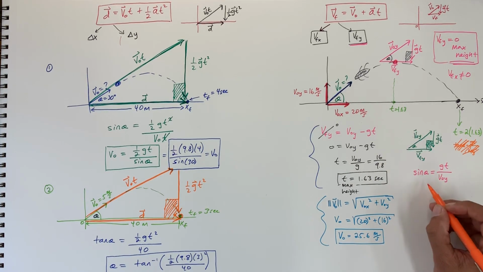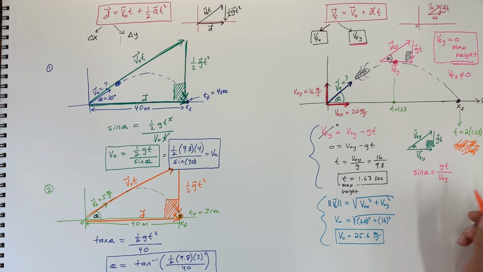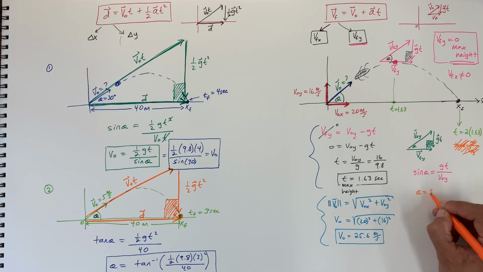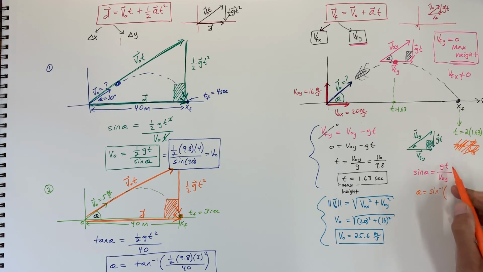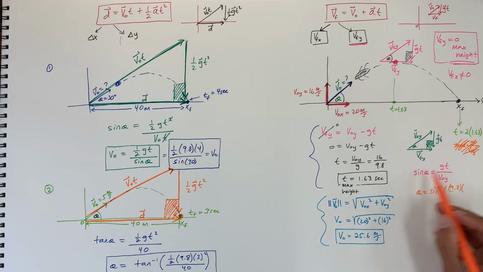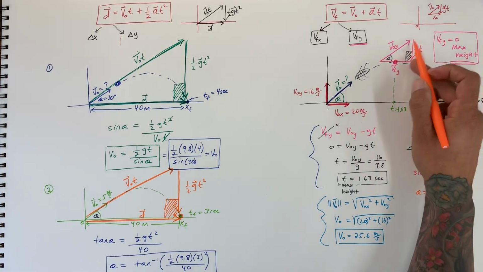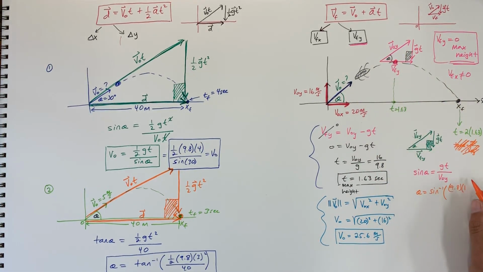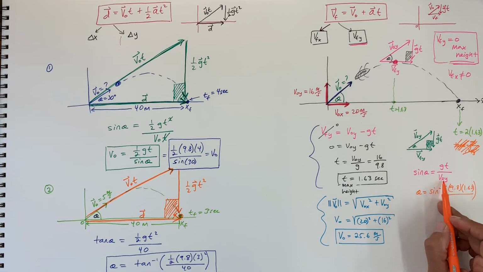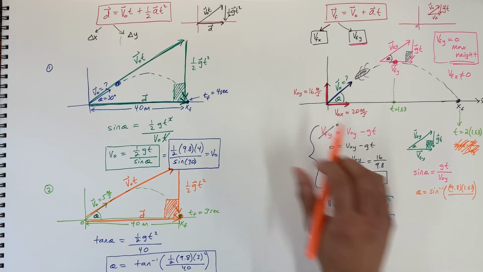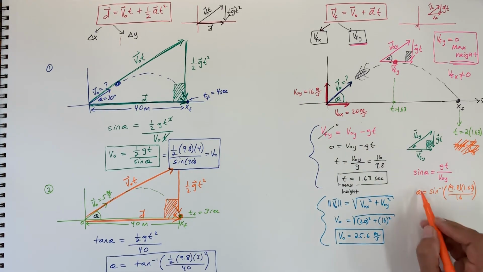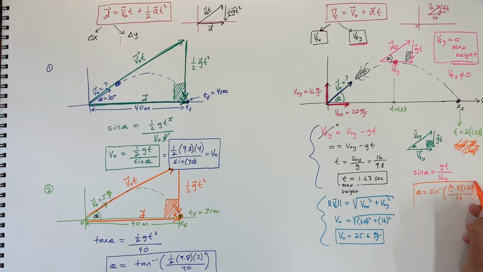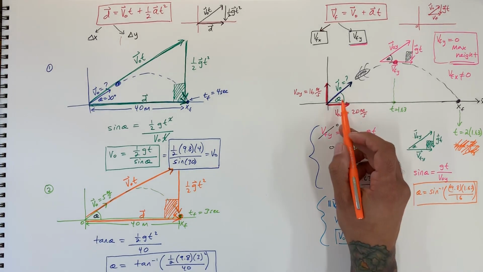Okay, so if I solve for theta, theta is equal to the inverse sine of gt, so 9.8 times the time at max height, because we're here with this vector equation, over velocity initial in the y, which was given to us initially, so that's 16. And so with this, we can calculate the angle that it was launched at.